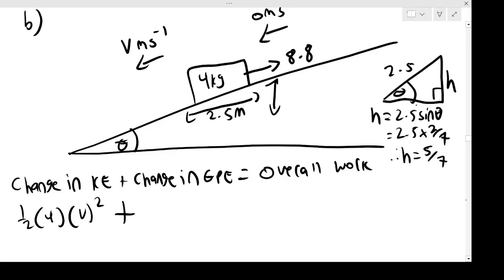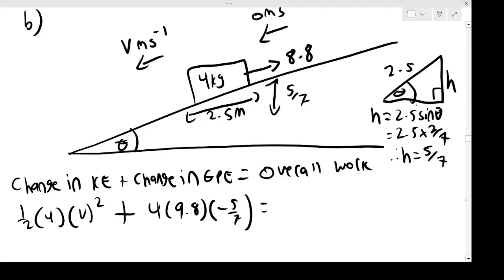So that means my change in GPE is going to be mgh. Well, we know that mass is 4, g is 9.8, and h. Now we're going down the ramp, as you can see here. So the change in height is negative, so negative 5/7. We're going to be losing GPE because we're going downwards. So there we are.